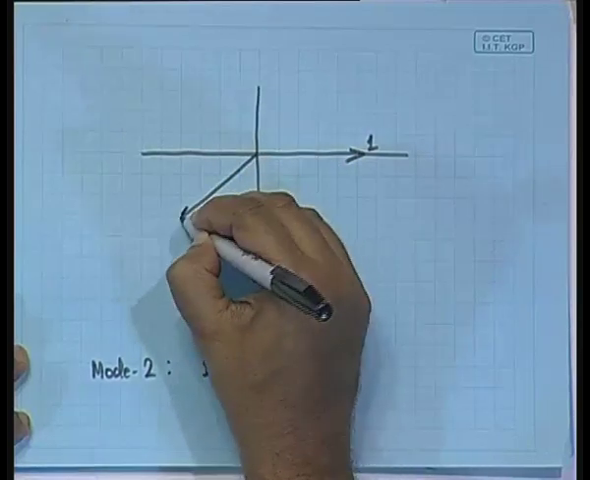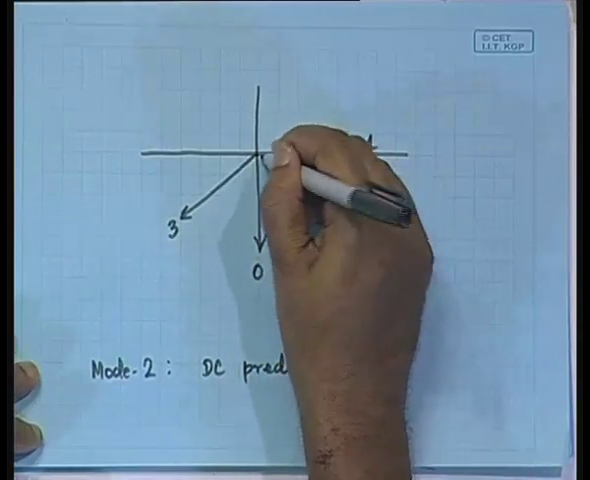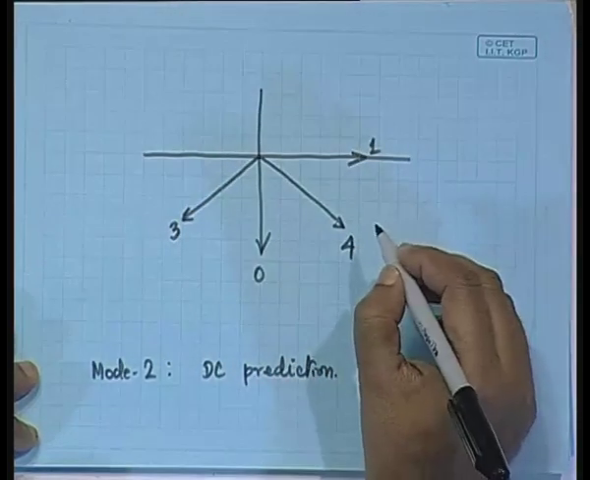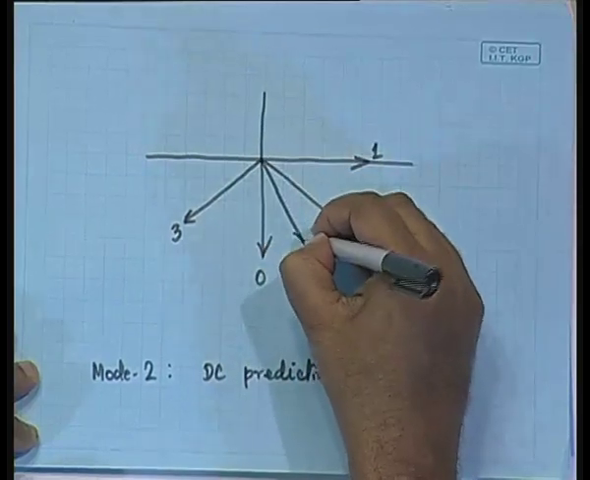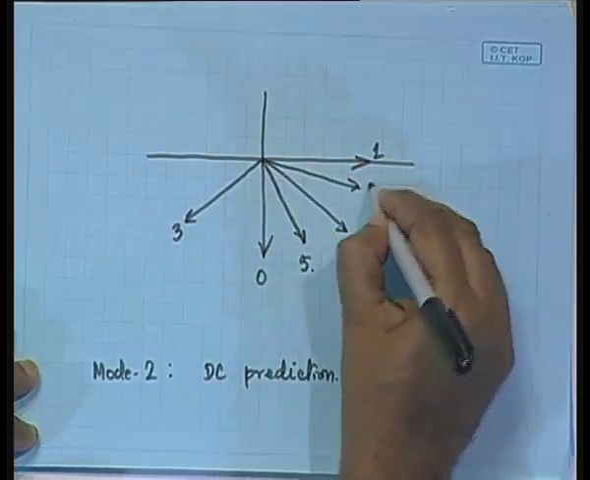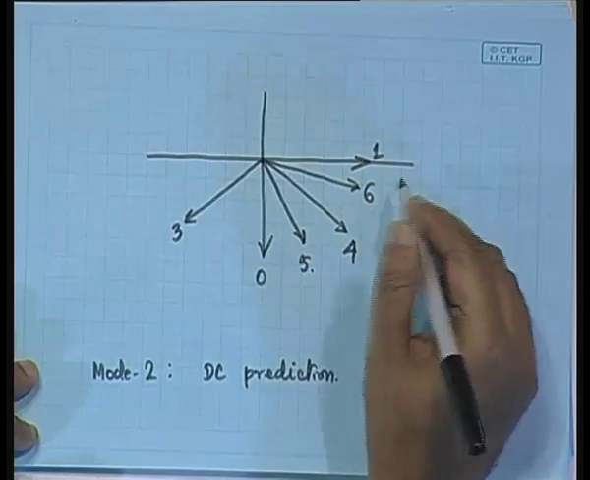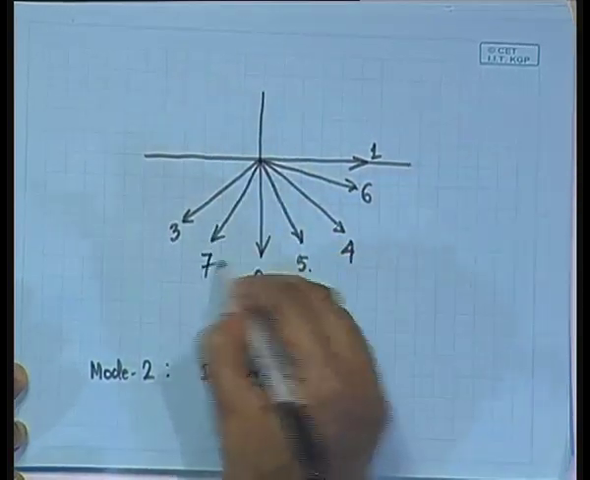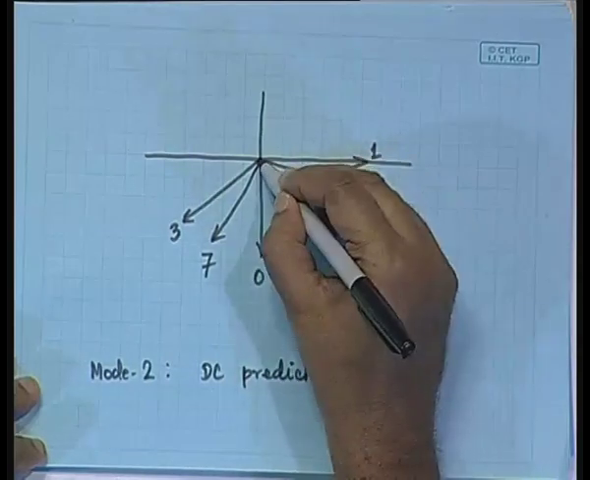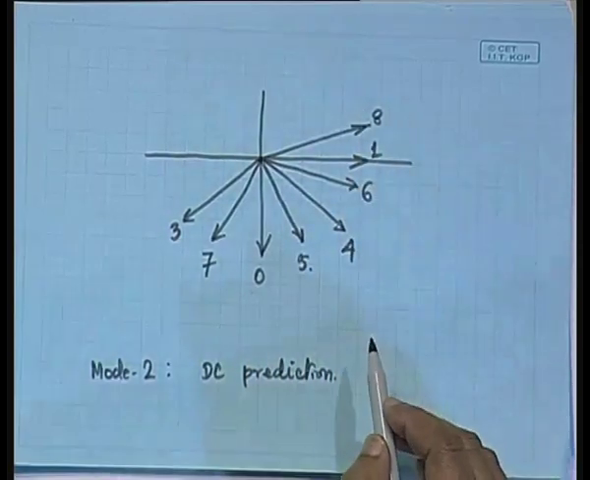Direction 3 is this one, propagating at 45 degrees, and direction 4 is this direction, that is, predicting from this one. Direction 5 is in between direction 0 and 4. Direction 6 is in between 4 and 1. All these are 22.5 degrees apart. Direction 7 is in between 0 and 3, and direction 8 is this one, 22.5 degrees above this. So, totally there are different directions, 0 to 8.